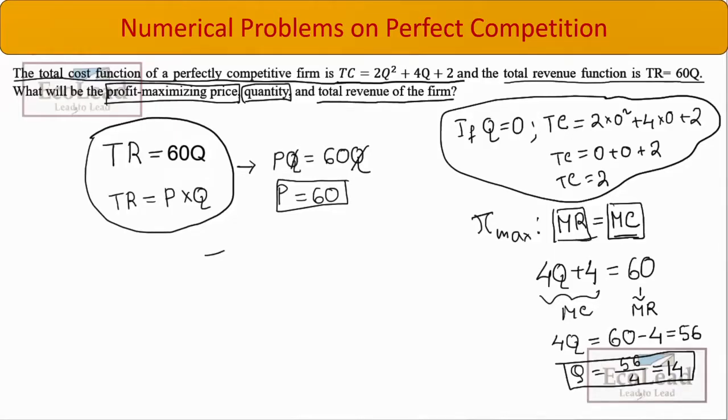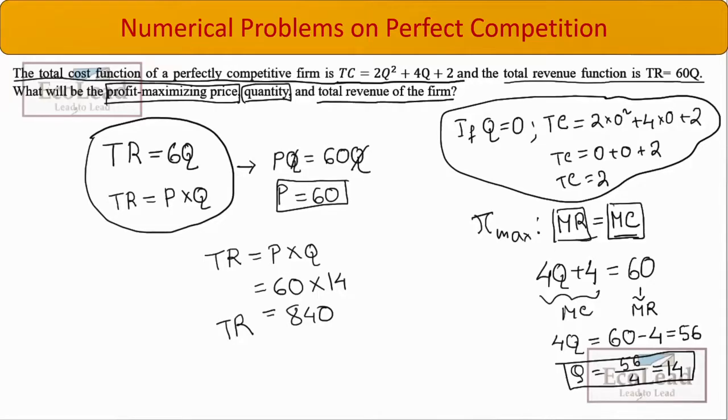Now let us look at the total revenue. So total revenue is nothing but the price multiplied by the quantity. Now in this case, what is the value of the price we got? The value of the price is 60. And what is the value of the profit maximizing quantity? That is nothing but 14. So if I multiply these two, the value is coming as 840. So the total revenue for this problem will be 840.